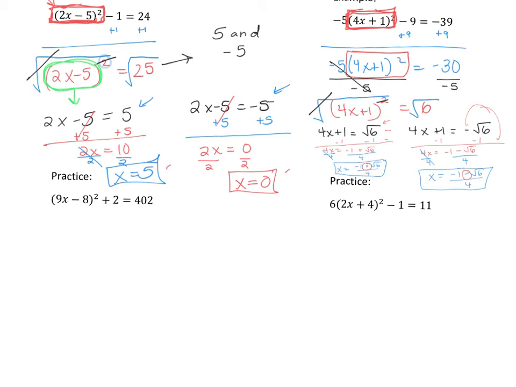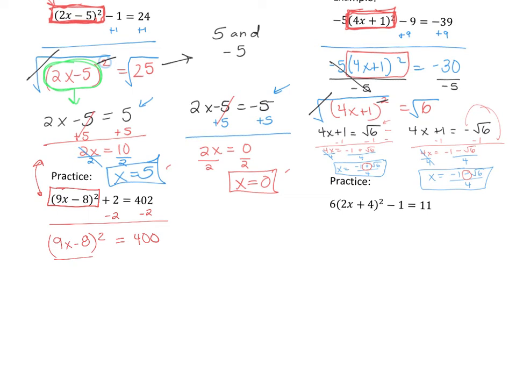Okay, now that you're back, you can go ahead and check it as I solve these. So this problem is just like the problem above it, so I am going to follow the same exact steps that I just did on that problem. My first step to getting this by itself is to subtract 2 from both sides. So now I have 9x minus 8 squared equals 400.